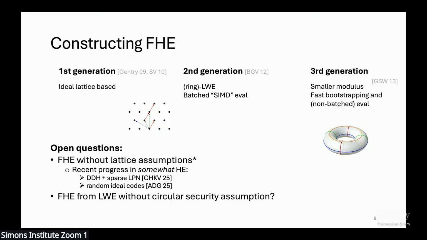And secondly, a long-standing open problem since 2011 or so is to build FHE from learning with errors for unbounded computations without relying on a circular security assumption. As far as I know, this is still open and seems to be very hard.